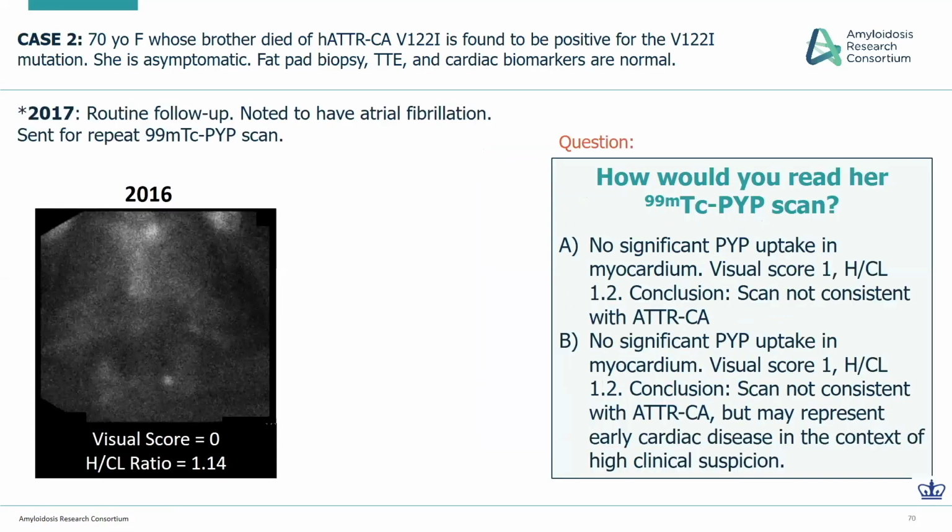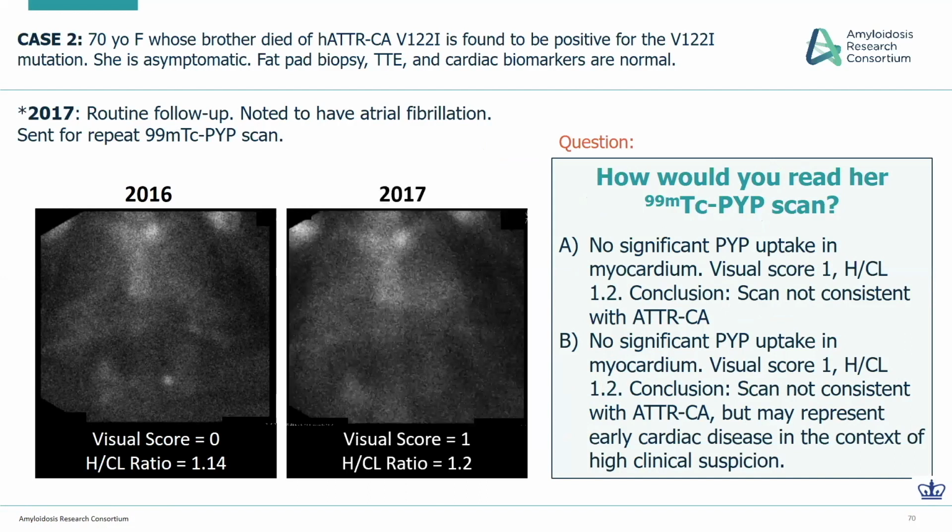So we'll go on with this case. I guess it sounds like doing routine follow-up. She's noted to have atrial fibrillation, and so there are some concerns for maybe the phenotype progressing. So the first scan was in 2016, and this is the subsequent scan in 2017. Sabi, I'll turn it over to you for interpretation. If we compare the myocardium you see in 2016 and in 2017, there's slightly more uptake here. The visual score on this was 1, and when we draw the heart to contralateral ratio, it was 1.2.